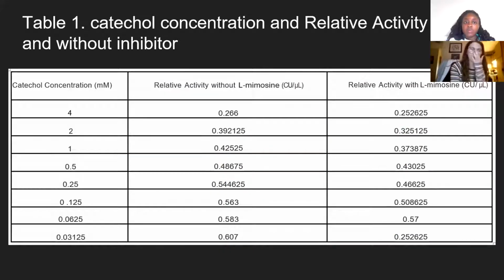So our table one shows the catechol concentration, which we calculated from our Km. It was a serial dilution, and our calculated Km was 4, and then we divided it by half, and that was how we got it. And this is the relative activity of tyrosinase without the L-mimosine and also with the L-mimosine.